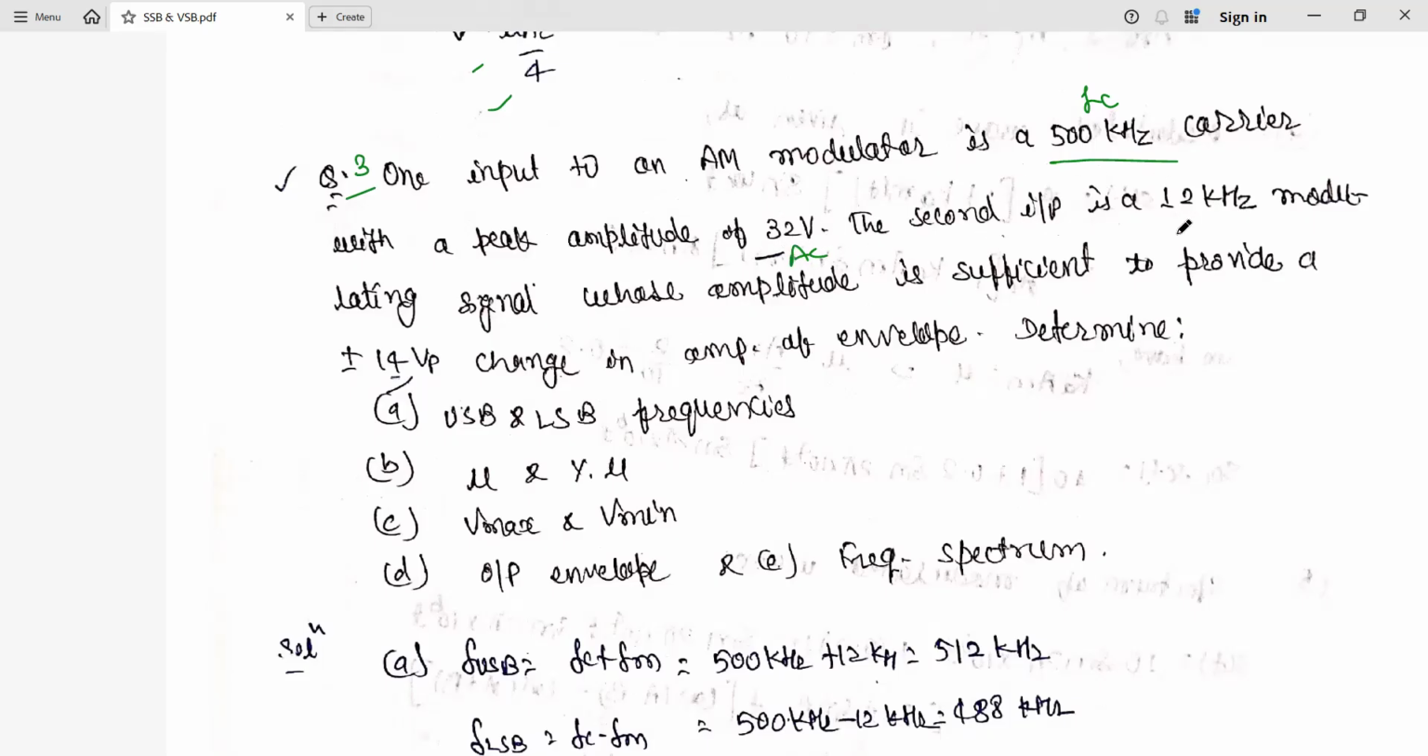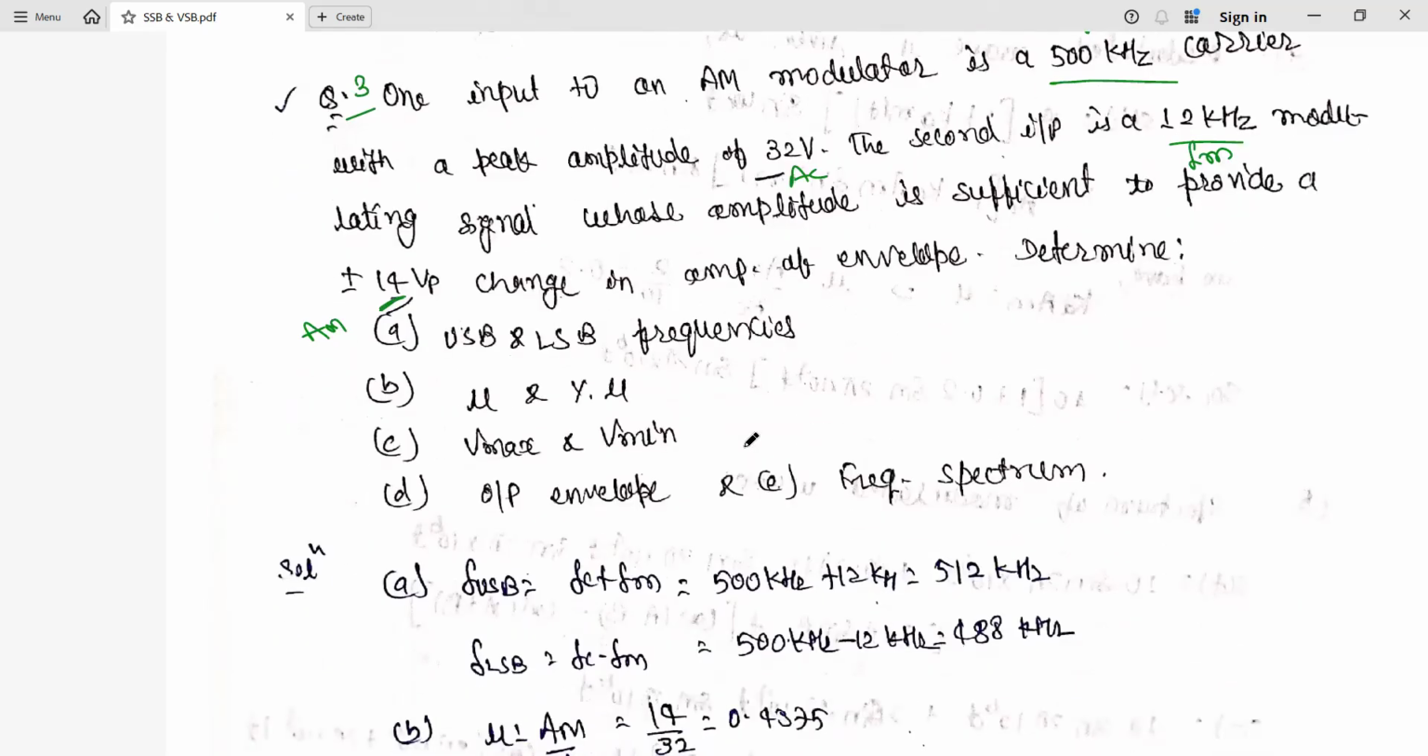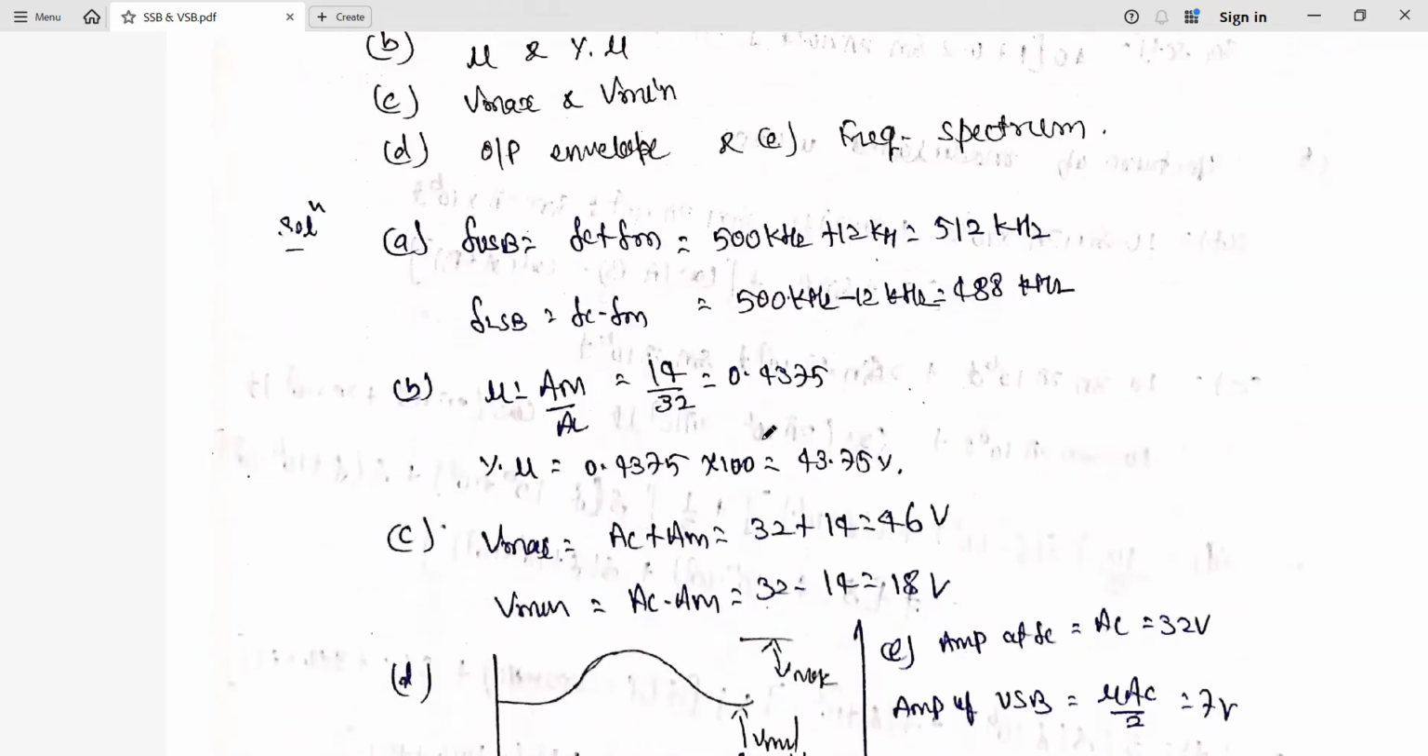The second input is the 12 kilohertz modulating signal. Modulating signal, baseband signal, message signal are all the same, so this is fm. Its amplitude is sufficient to provide a plus or minus change in the amplitude of the envelope detector. So this is going to be the AM. Now they're asking USB and LSB frequency, percentage modulation, maximum and minimum, and the output of the envelope and frequency spectrum.